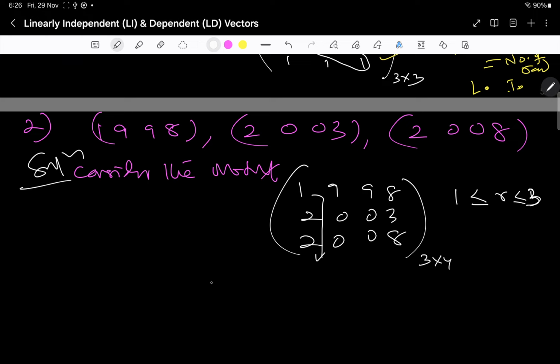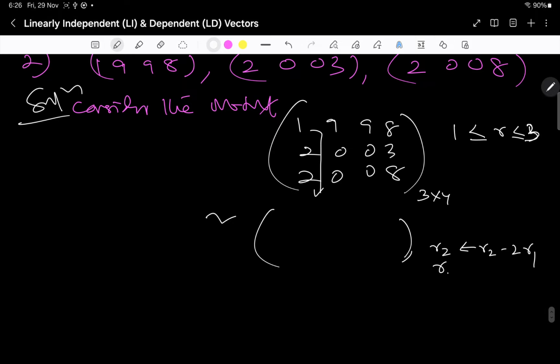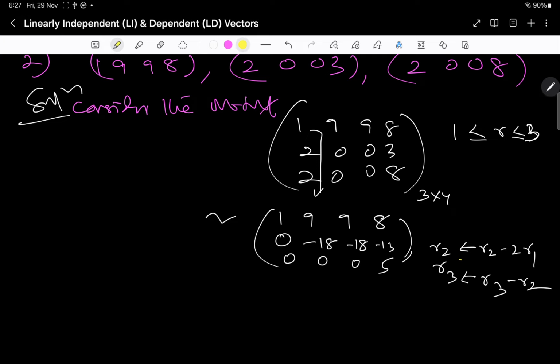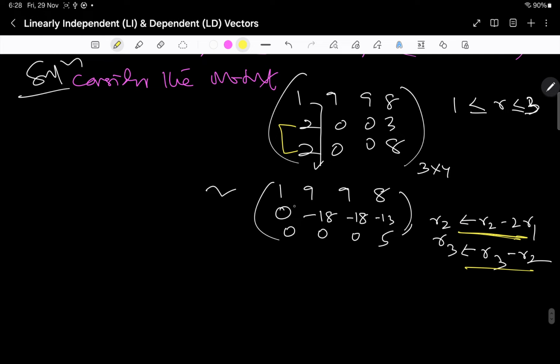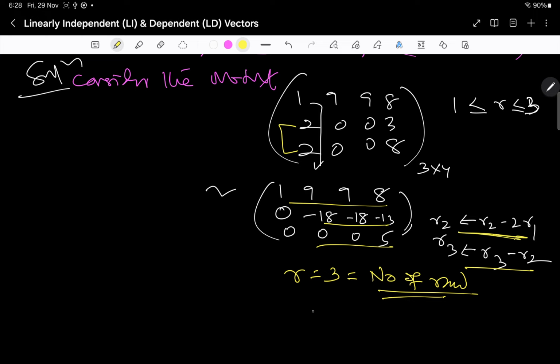I use it to bring these elements to 0. Here R2 is replaced by R2 minus 2 R1, and R3 is replaced by R3 minus R2. You just work it out. If I simplify it, R2 minus 2 R1 is this, and R3 minus R2 gives the simplified form. So the number of non-zero rows is 3, so the rank is equal to 3. And the number of row vectors is 3. Therefore the system is linearly independent.